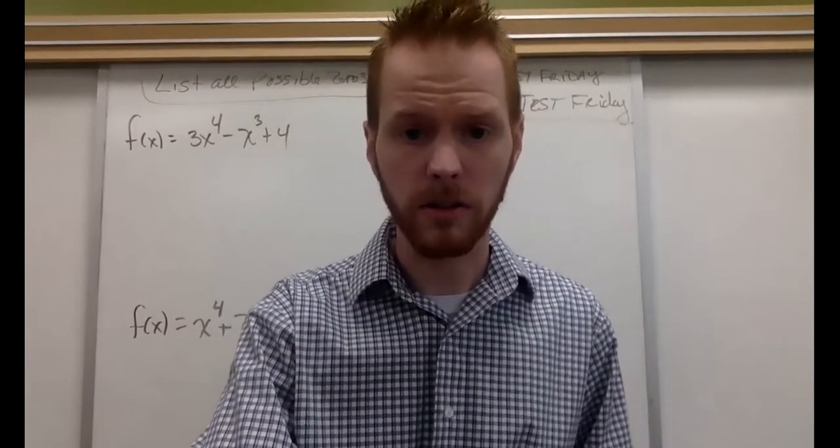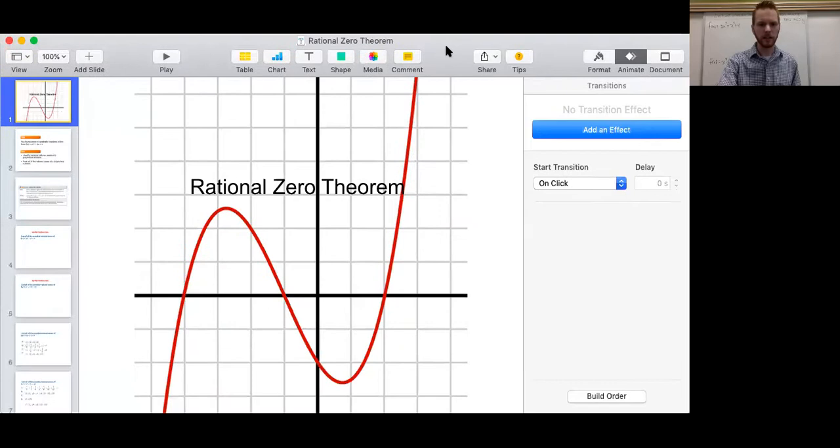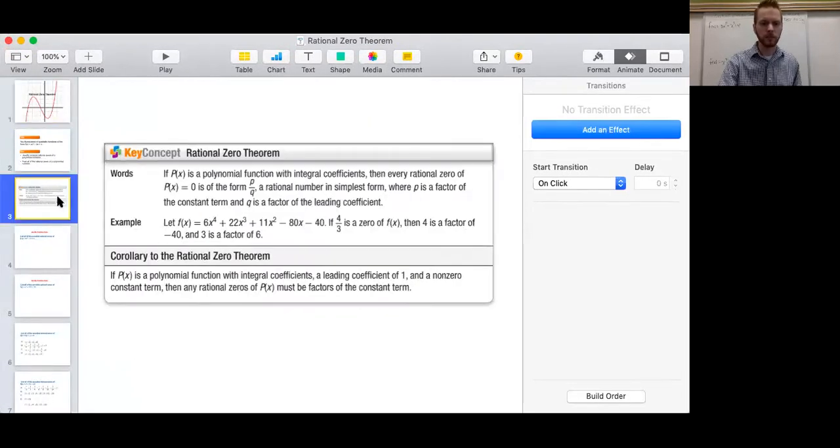Let me just go ahead. I'll share the PowerPoint up here, okay, just to get the basic definitions and concepts out of the way. So let's go ahead. Here is the rational zero theorem. And here's what it states. If we have a polynomial function with integral coefficients, then every rational zero of p of x equals 0, that's what it is when it is a zero of that form, is in the form of p divided by q, a rational number in its simplest form, where p is a factor of the constant term and q is the factor of the leading coefficient. Okay?